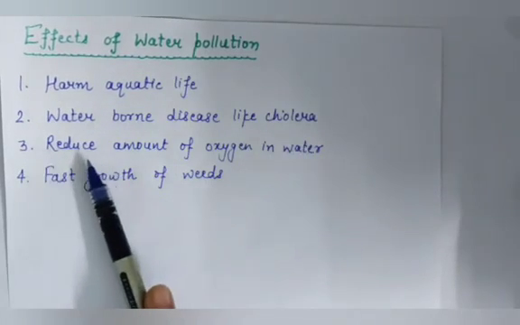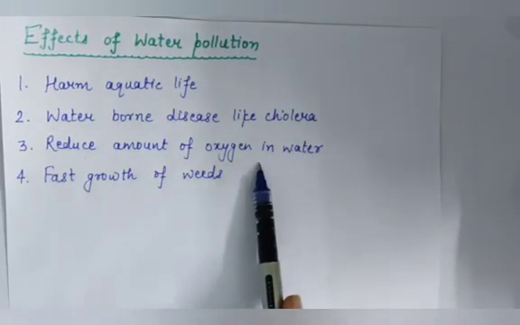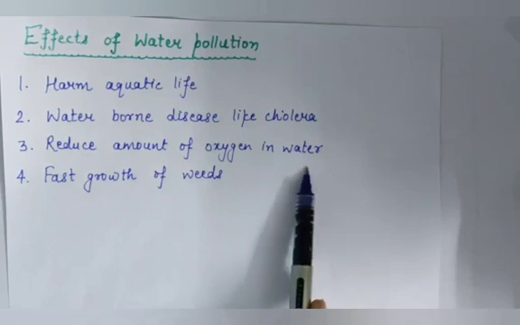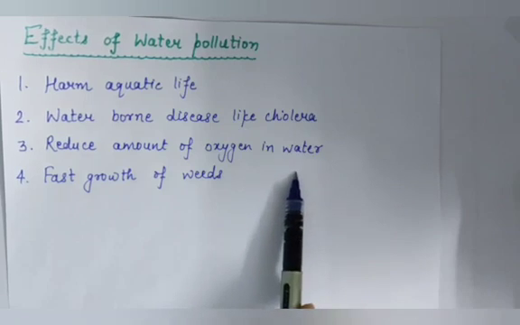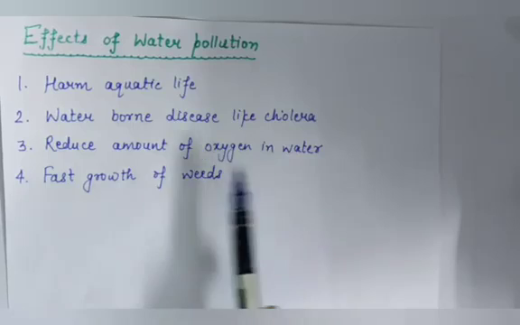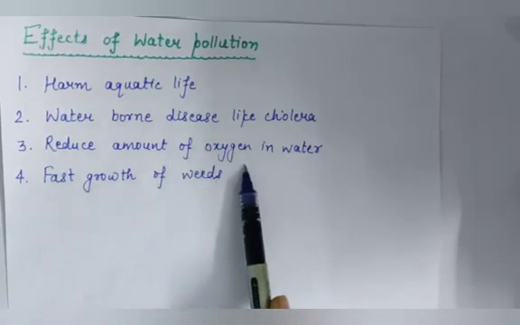Third is it reduces the amount of oxygen in water. Means wastewater that is discharged from thermal power plants is very hot, and it reduces the amount of oxygen dissolved in water bodies, and this affects the aquatic life.